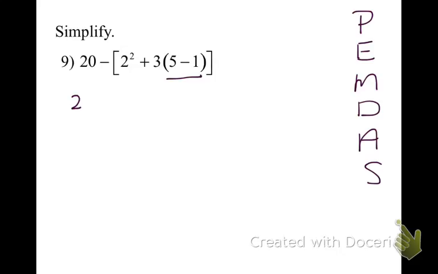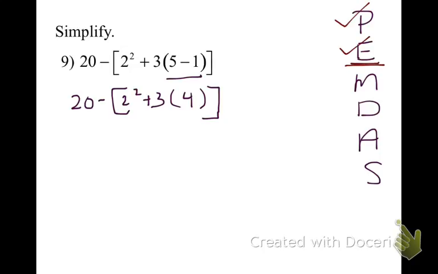So my 20 stays, so does my 2 squared plus 3. Now, what's inside my bracket? My parentheses. I have 5 minus 1, which is a 4. Now, gotta do some math inside. So I got rid of my parentheses. Now, do I have an exponent? Yes, I do. My 2 squared.